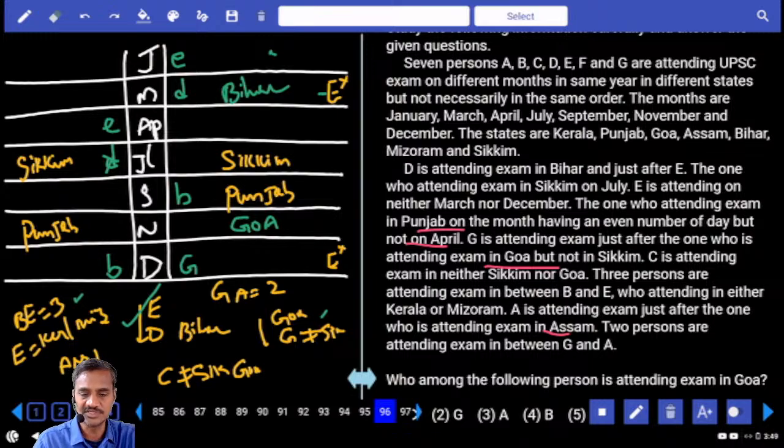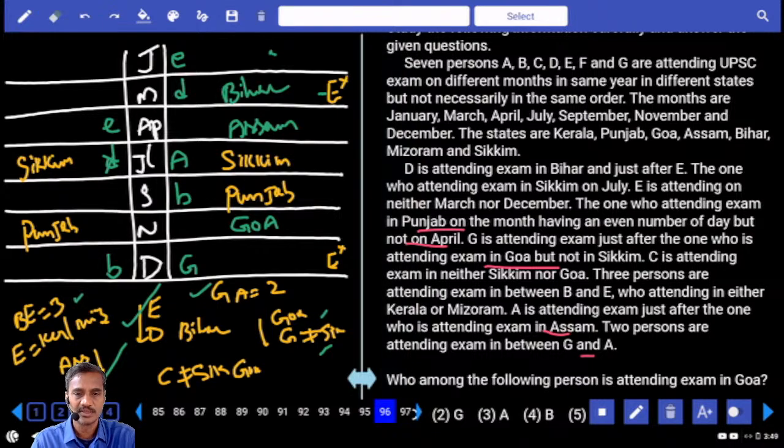And G is not in Sikkim. G and A, there are exactly two, so A must be here. We are done with this information. And A is immediately after the one who attends Assam, so Assam is here. If Assam is at this place, with Assam and A, and B and E placed, we are left with two more persons. Who are those two persons left over? F and C. Now, C is neither from Sikkim nor from Goa.